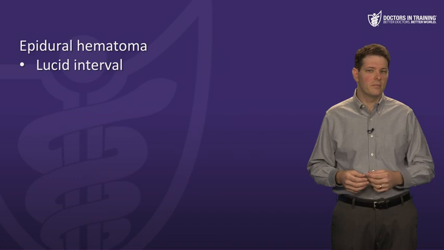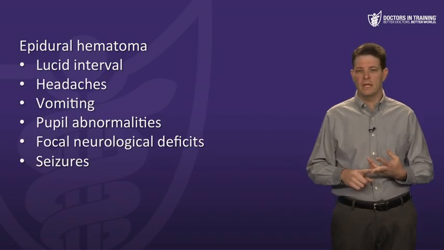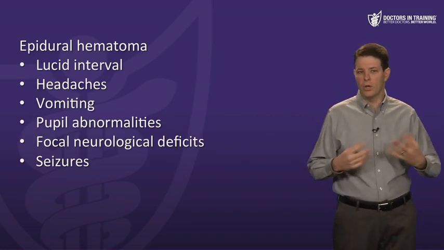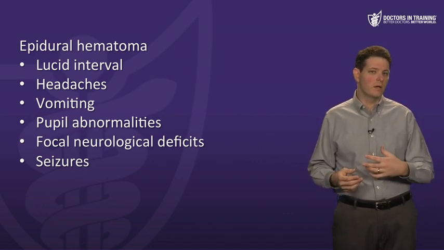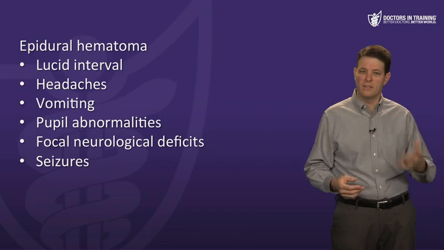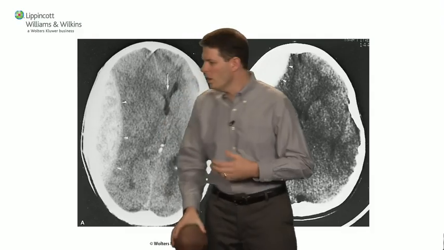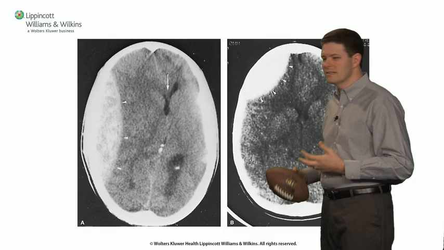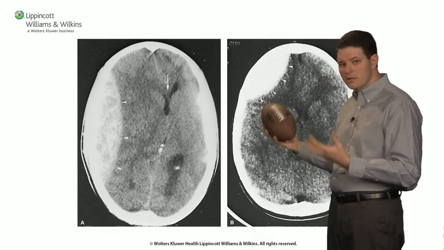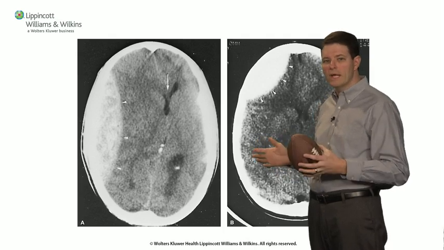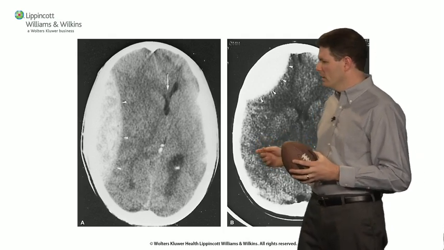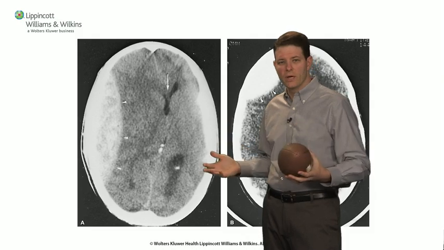Now, other signs and symptoms could include headache, vomiting, pupil abnormalities like a blown pupil, focal neurological deficits like hemiparesis or hemiplegia, and sometimes seizures. Now, on CT, an epidural hematoma is lens-shaped or football-shaped, and it's a collection of blood that's sort of shaped like a football. Remember, blood shows up bright white on a head CT. So a CT is a great test to look for intracranial hemorrhage.